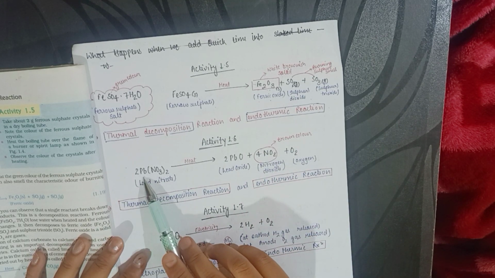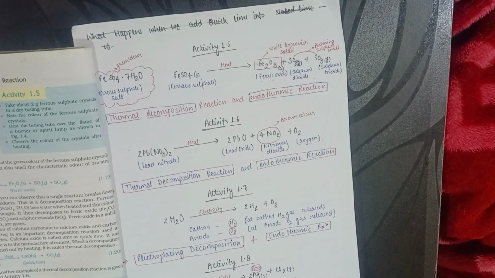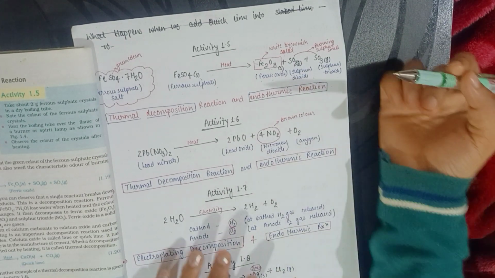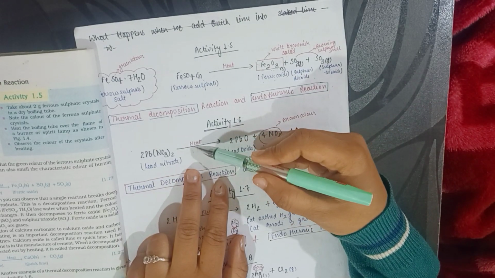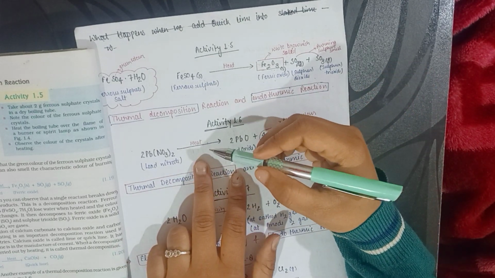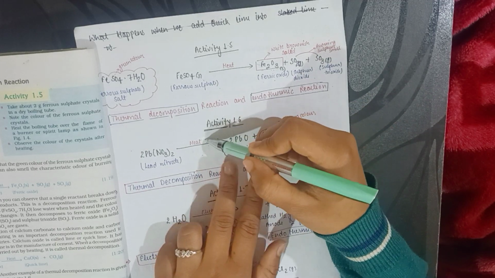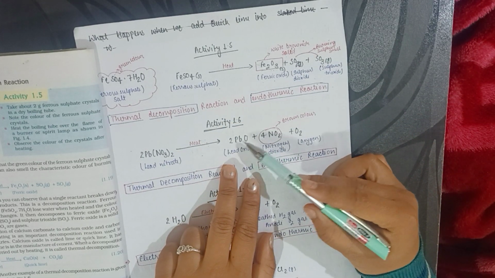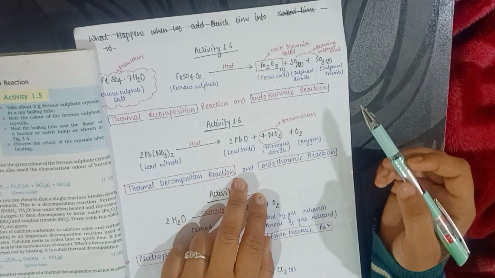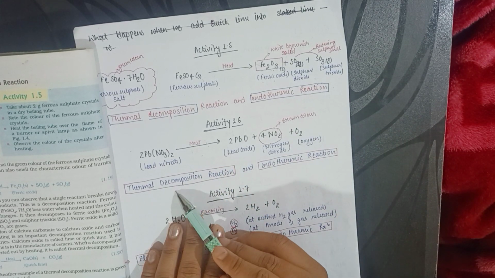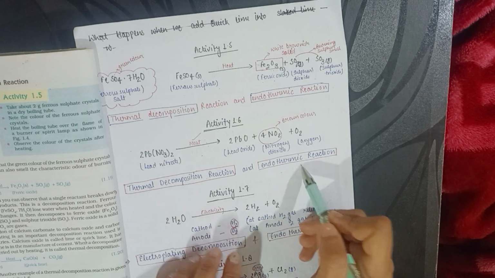In activity 1.6, we take about 2 grams of lead nitrate powder in a boiling tube. It means we take lead nitrate, Pb(NO3)2, twice, and provide heat. When we heat the lead nitrate powder in a boiling test tube, it gives 2PbO, lead oxide, 4NO2, nitrogen dioxide, which is brown in color, and oxygen gas is released. This is a thermal decomposition reaction because we provide heat, and this is an endothermic reaction.